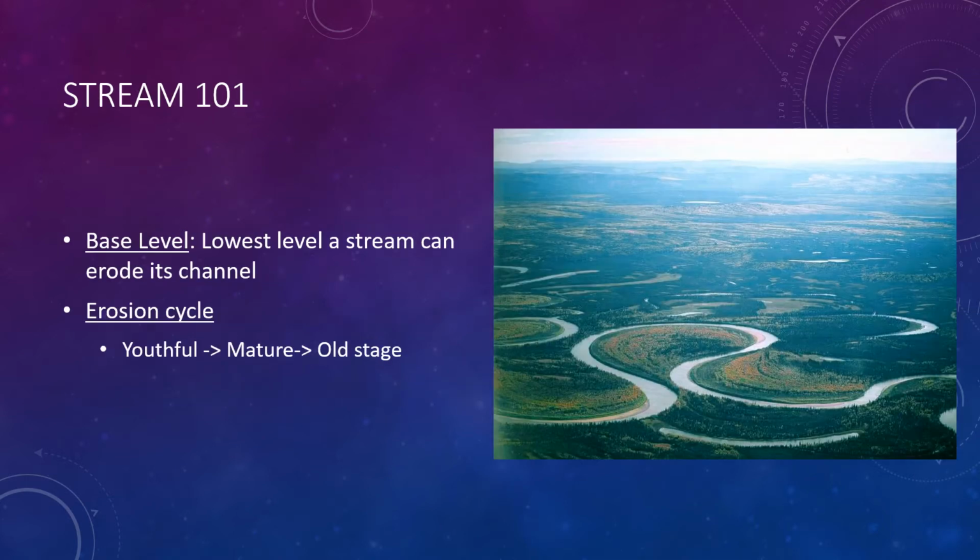In our Stream 101 basics, we consider the base level of a stream the lowest level a stream can erode its channel. Base level is often connected to sea level, otherwise known as ultimate base level, or where a stream ends and flows into a lake or a larger stream, temporary base level.